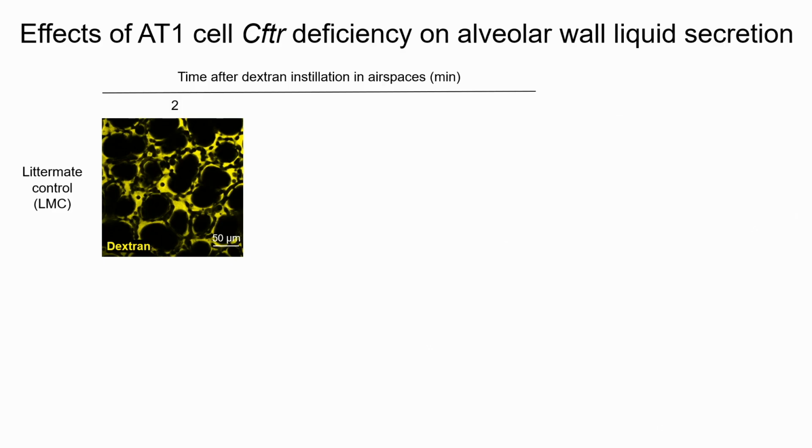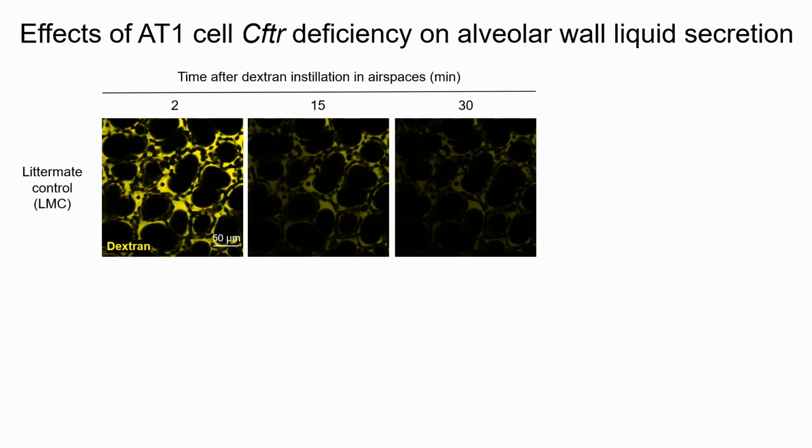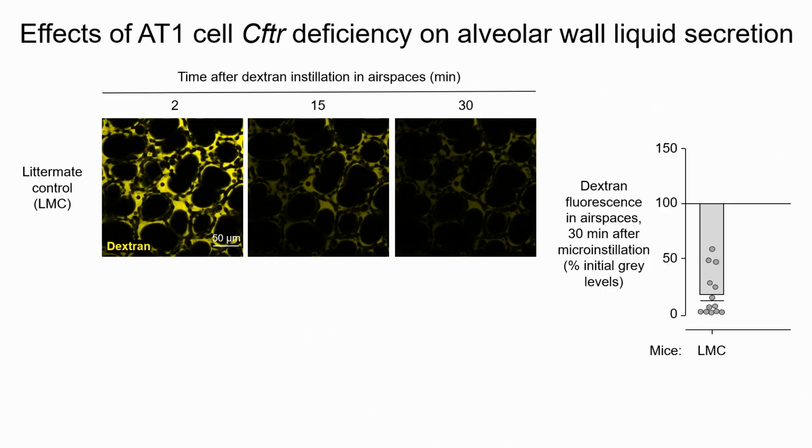We imaged the same area after 15 minutes and 30 minutes, and you can see that the tracer fluorescence is lost over time, suggesting that the tracer is being diluted by secretion of non-fluorescent alveolar wall liquid. We also quantify the group data here, and this downward bar shows the percent loss of dextran fluorescence from initial.